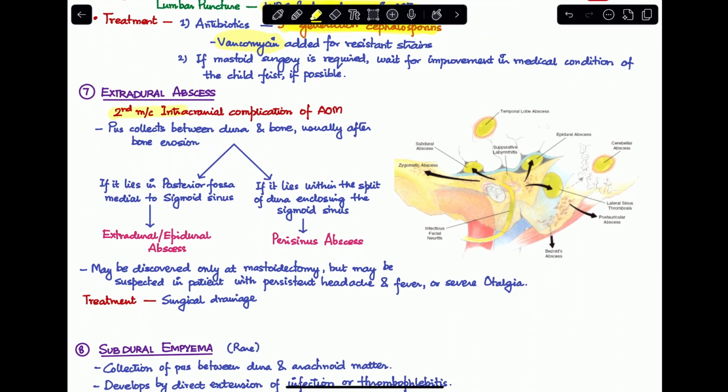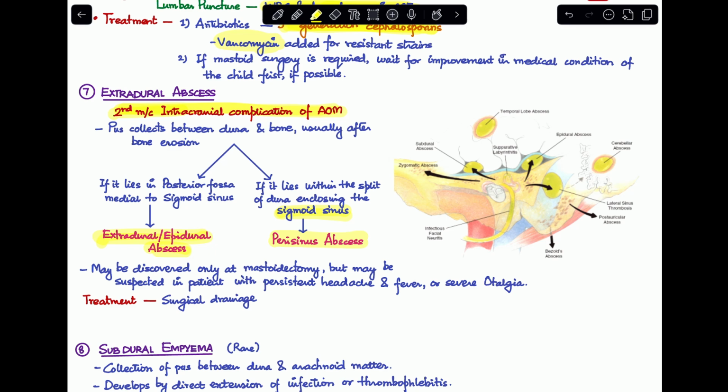Extradural abscess is the second most common intracranial complication seen in acute otitis media. What happens here is that pus starts collecting between the dura and the bone after there is bone erosion. And this can lead to two possible outcomes. One is if this lies in the posterior fossa medial to the sigmoid sinus, it will lead to the formation of an extradural or epidural abscess. However, if this lies within the split of the dura enclosing the sigmoid sinus, it leads to the formation of a perisinus abscess.